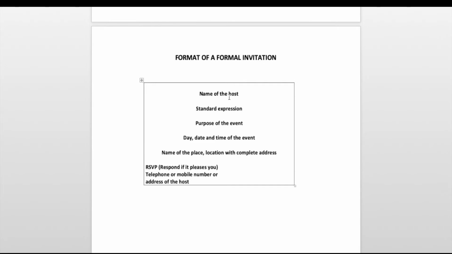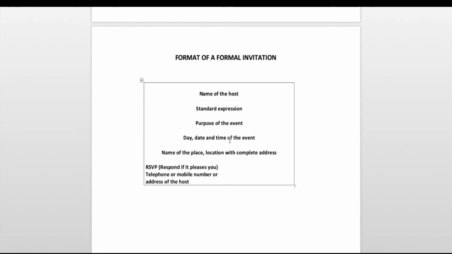So what would come here? Miss Gupta requests the pleasure of your company on the inauguration of her boutique. It could be anything, any name you want to give. If the name of the venture is given in the question itself, that is well and good. But if not, you can form any imaginary name of the event.